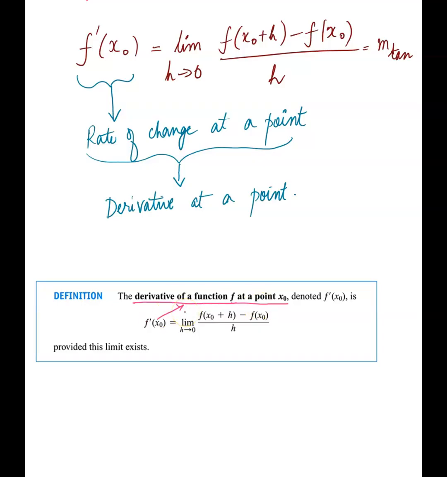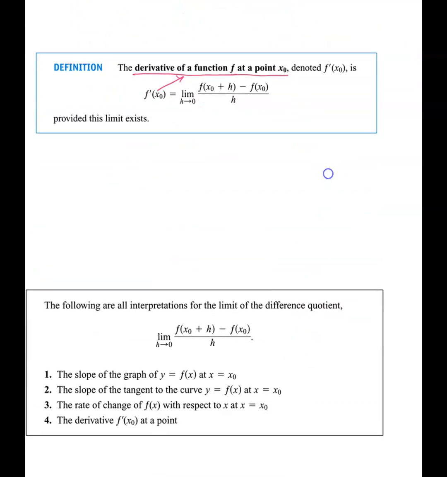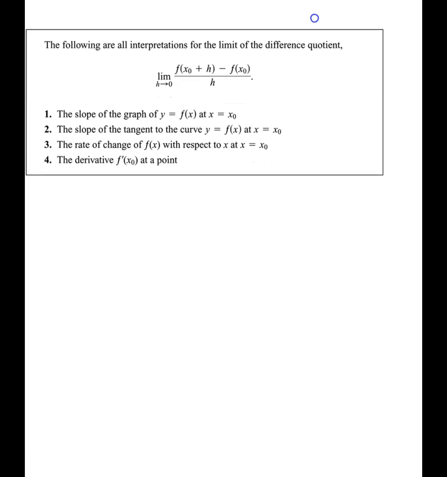Okay, so that's a formal definition, and I was talking about how we can interpret this. So let's check this out. The following are all interpretations for the limit of the difference quotient. It can be seen as the slope of the graph at x equals x naught, which means in this case it will be the curve.